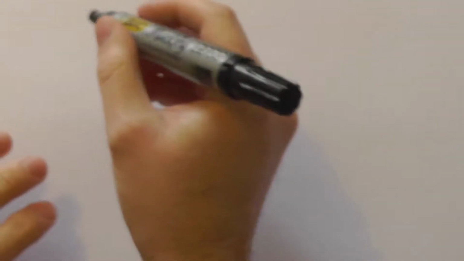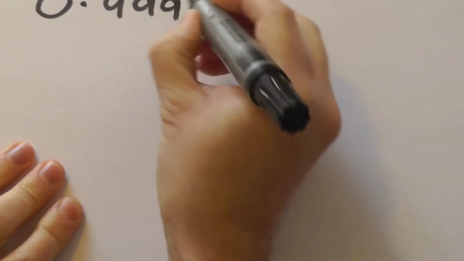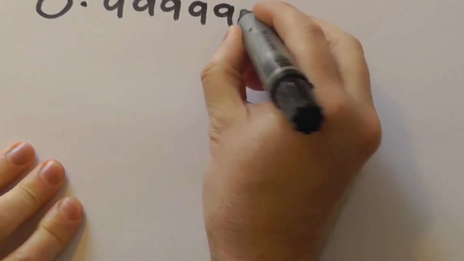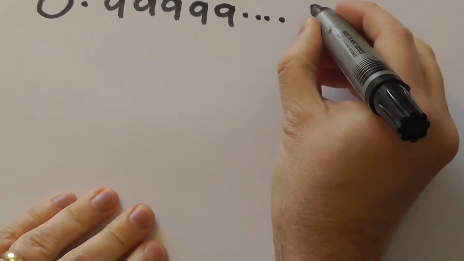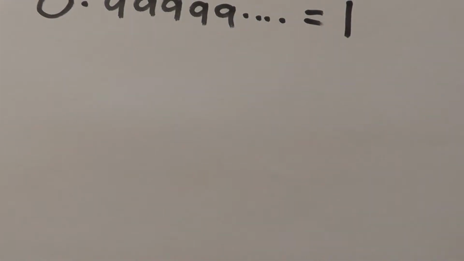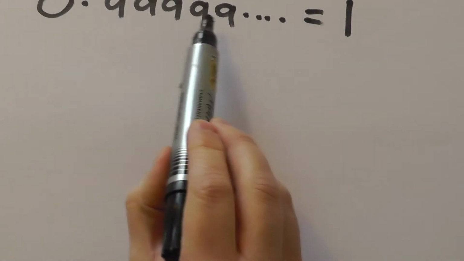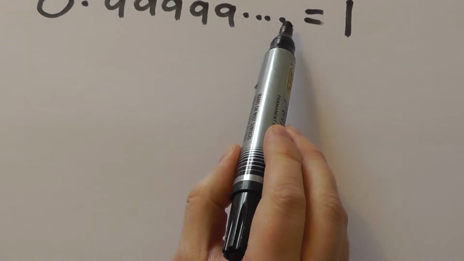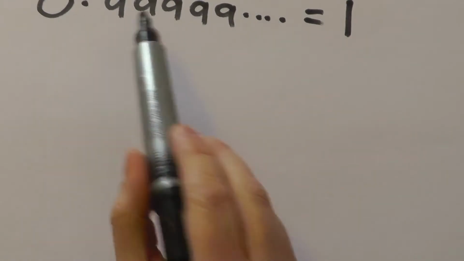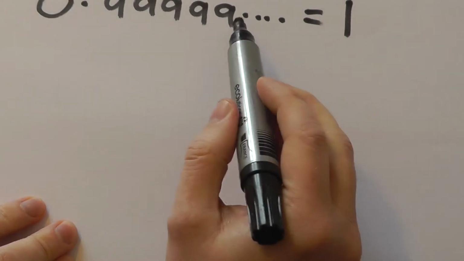So I would like to prove that 0.99999 recurring equals 1. Now at first glance that doesn't appear to be possible. It looks like this number is slightly less than 1. However many 9s you had after that, you would think it's still just slightly less than 1. But I'm going to try and prove that this is actually the case.